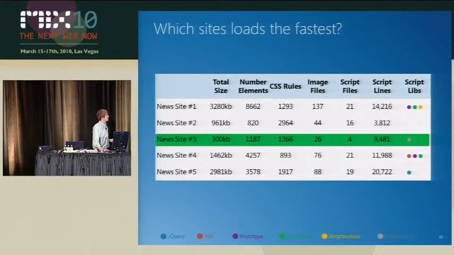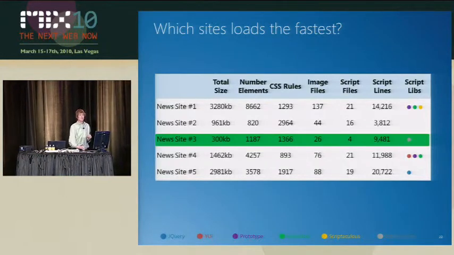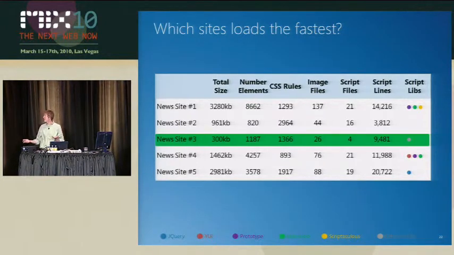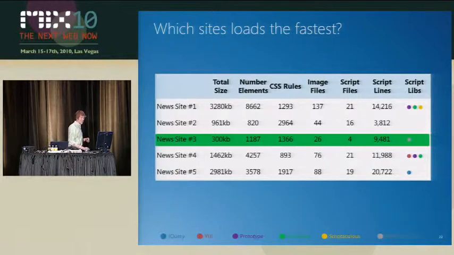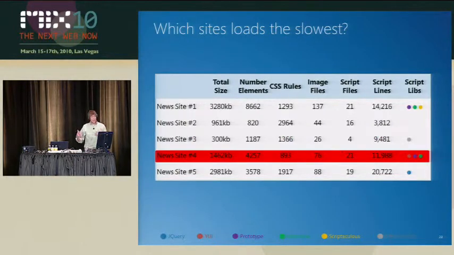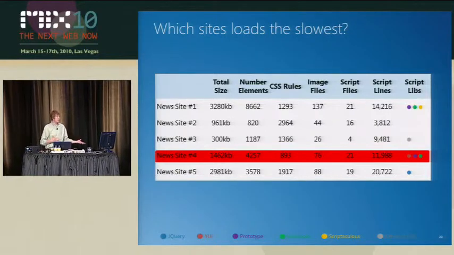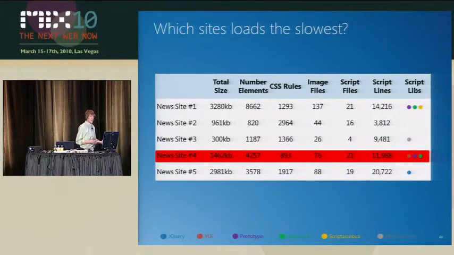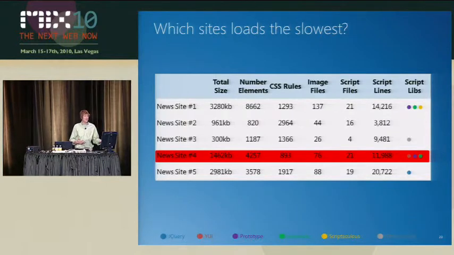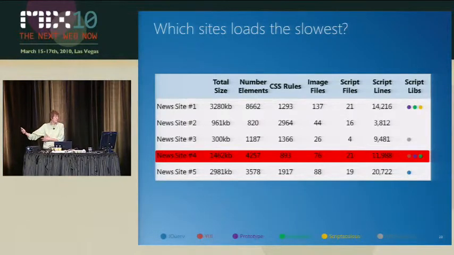Now, I have to ask the opposite question. Which site loads the slowest? 1, 5, 4, 5, 3? I've heard a lot of 1s and a lot of 5s. It's actually site number 4, which at first might be surprising, because you'll notice site number 4 has half the total content that comes down compared to site number 1 and site number 5. It has half the JavaScript and the smallest number of CSS rules across any of these sites. The reason for this is that site number 4 doesn't really follow many of the best practices that we're going to talk about today.